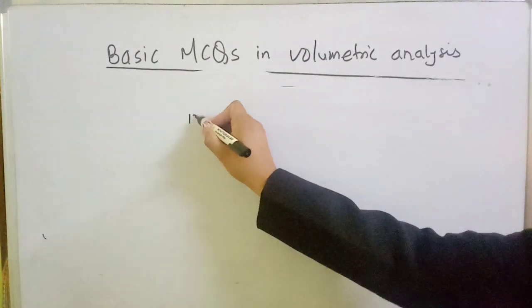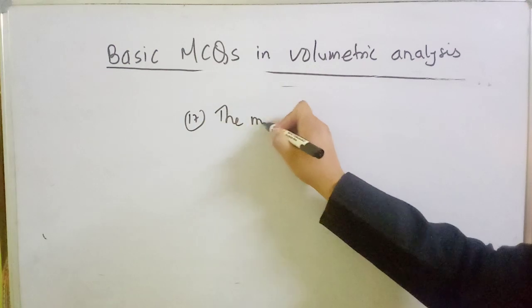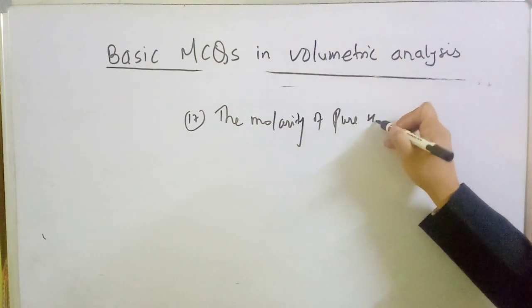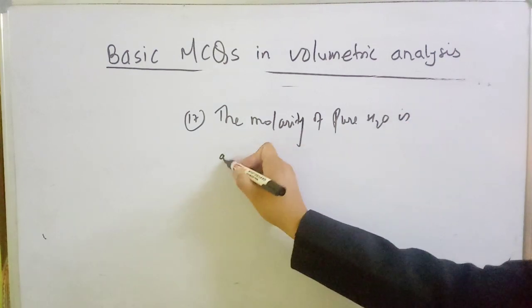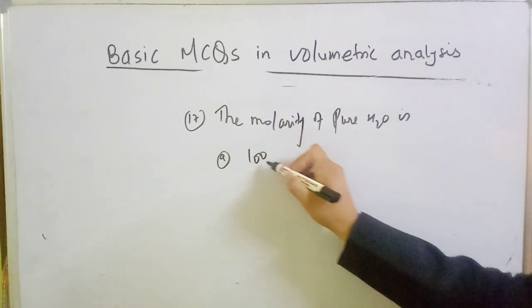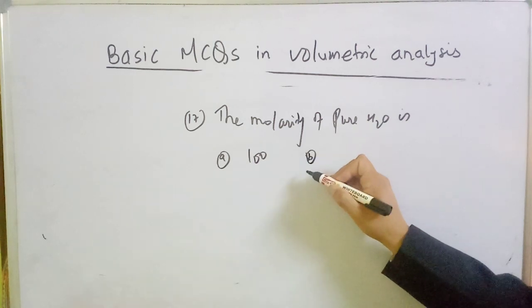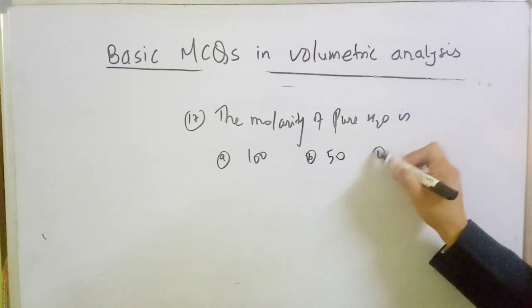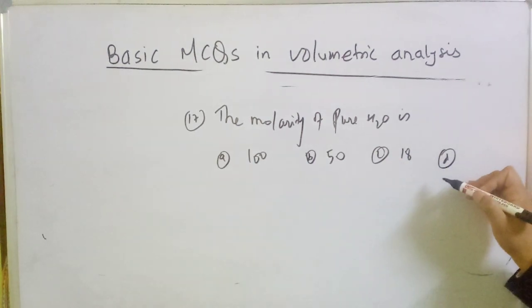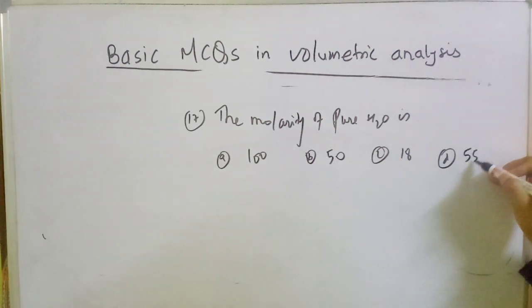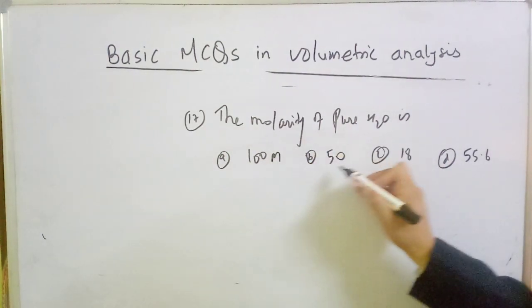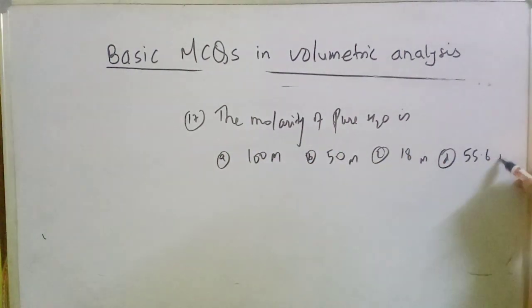So in number 17, the molarity of pure water is, for example, number A, 100 molar. Number B, this is 50 molar, and number C, this is 18 molar, and number D, we have 55.6 molar. So what is the molarity of pure water? Can you calculate the molarity of pure water?